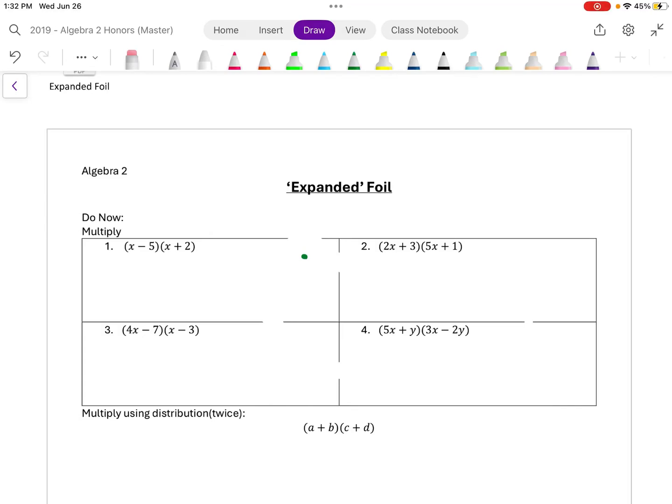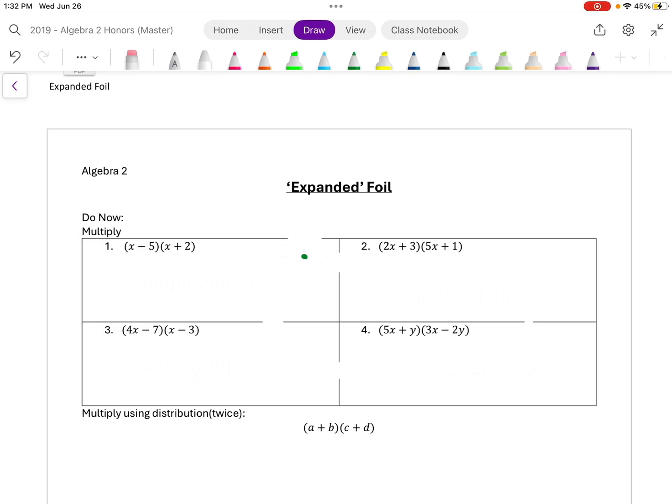This video is meant as a review of multiplying binomials, and we're going to add a little bit to it, see if we can't speed things up for you so that we don't get bogged down in multiplying things out a very long way. But I want you to start by doing the do now.